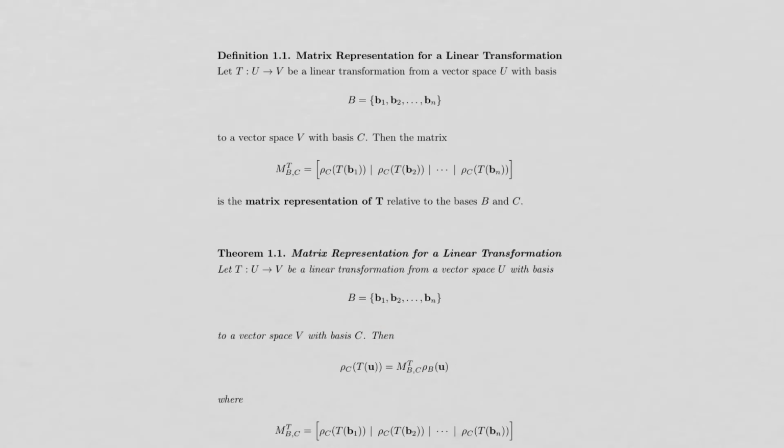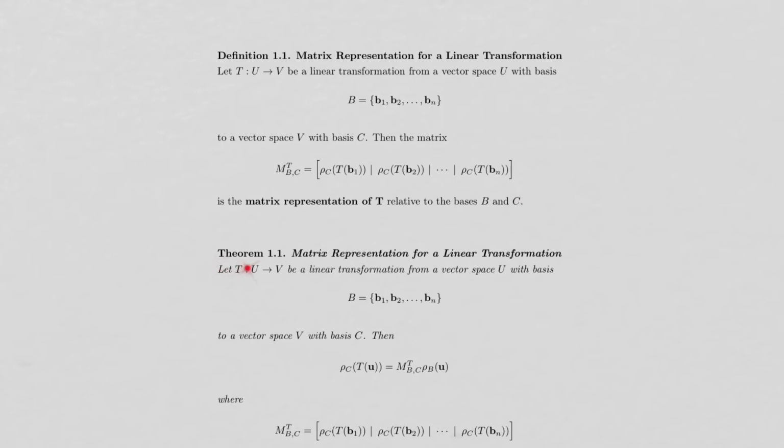Okay, all of that leads to the following definition and theorem. We're just going to define the matrix representation of the linear transformation to be this matrix that we just found. So if T maps from U to V, B is a basis for U, C is a basis for V, then this matrix, whose columns are the coordinate vectors relative to C of the images of the B basis vectors under T, that's called the matrix representation of T relative to the bases B and C.